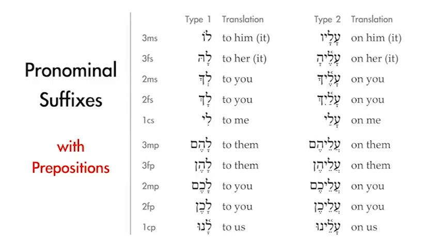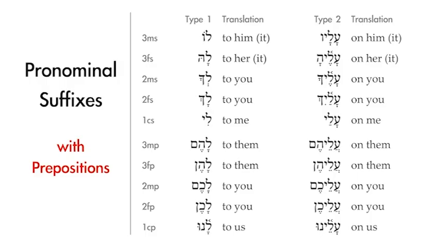Prepositions can take either type 1 or type 2 pronominal suffixes without any change in meaning. And most prepositions just prefer, for example, type 1 or type 2. They won't mix it up. In the first column on the left, we see the preposition lamed with the type 1 pronominal suffixes and the preposition al with type 2 pronominal suffixes.